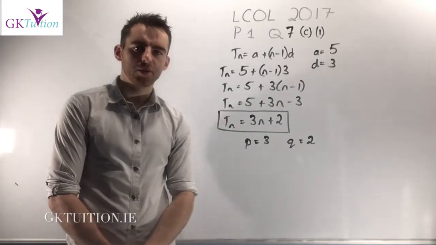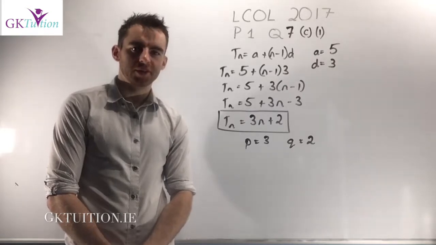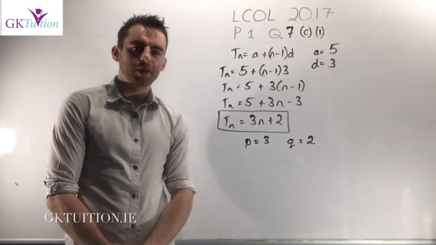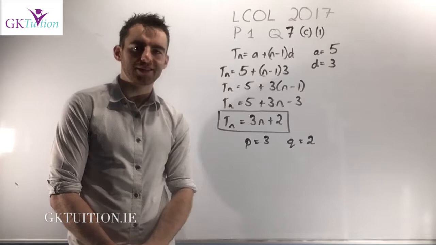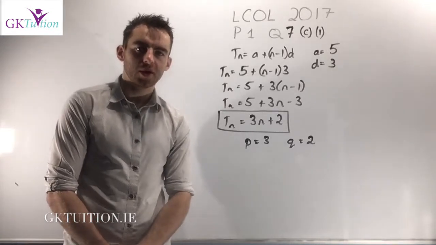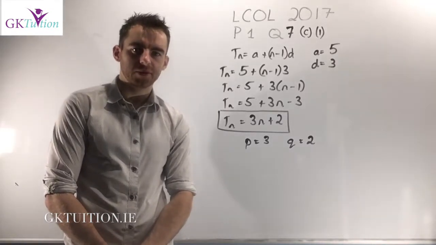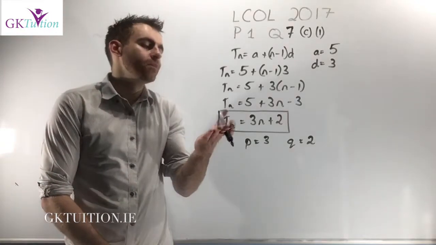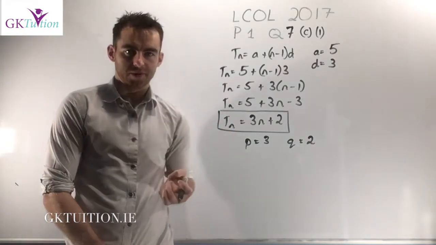Okay, in C part 1, we're told to assume that the pattern continues. And we're told that the formula for the nth pattern can be given as Tn equals Pn plus Q. Find the value of P and find the value of Q. In other words, it means basically get the general formula for the pattern.